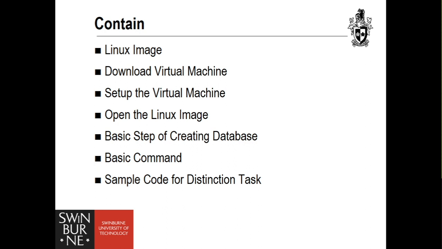First thing is a Linux image, how to download the virtual machine, how to set up the software of the virtual machine, how to open the image by using the software of the virtual machine. I will also describe the basic steps of creating the database, the basic commands of Linux, and the last one also describes the sample code that maybe we can use in the distinction task.